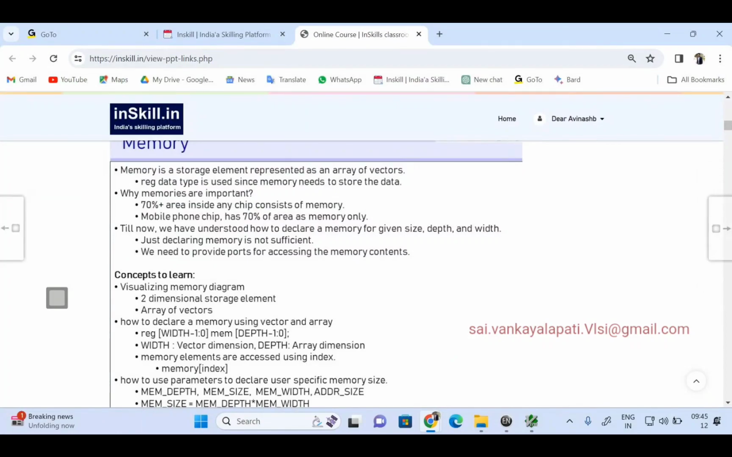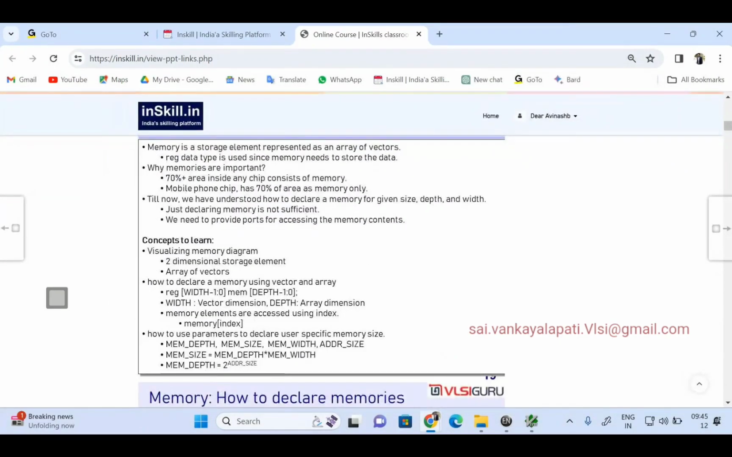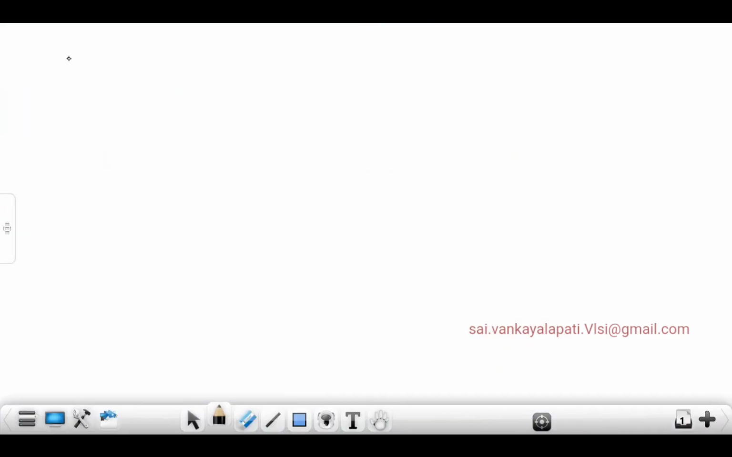Usually in Verilog we'll be using the reg data type, since memory needs to store the data. So how to model the memory? Memory is a storage element, it represents an array of vectors. What is an array of vectors? How to write a memory with an array of vectors?